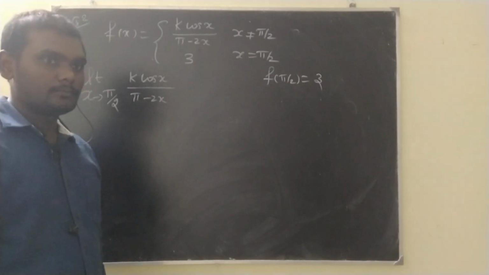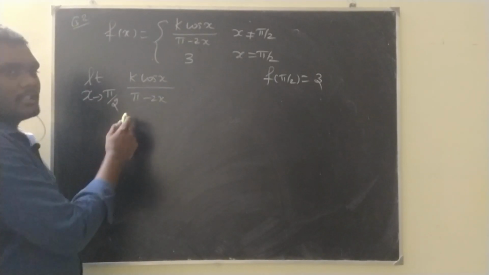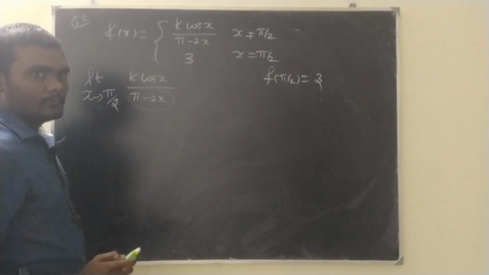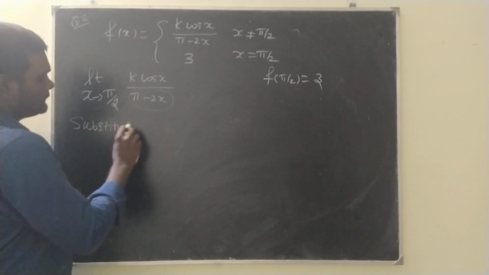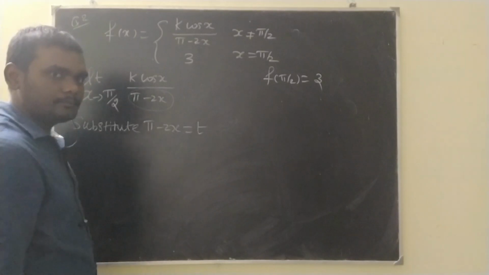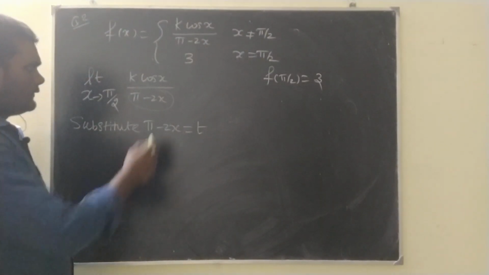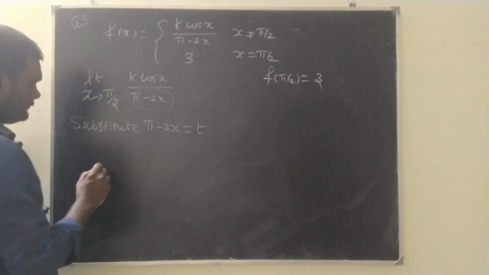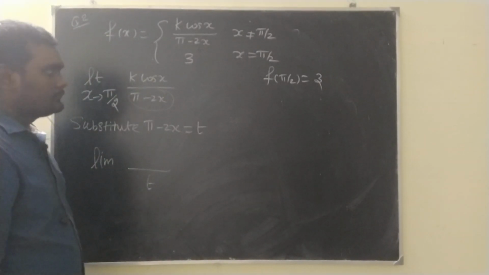Here, this guy tends to 0 when x approaches pi by 2, right? Why don't we replace this guy? So I am replacing, that means substituting, pi minus 2x is equal to t. This one I am replacing as one number. Okay. Then the limit here by t will come.